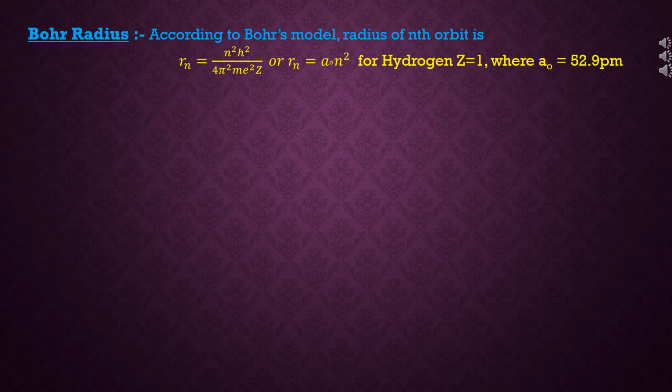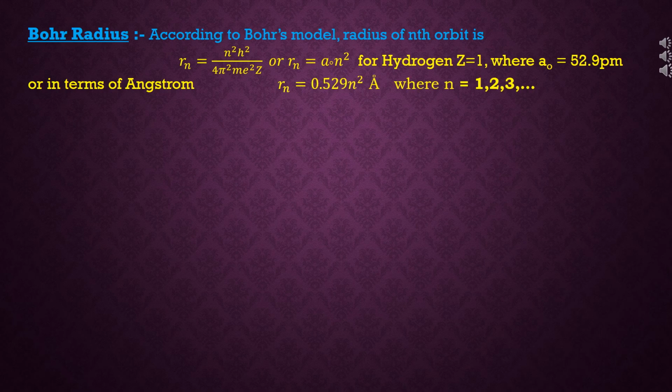And if we put all the values of constants, then a naught becomes 52.9 picometer. Or in terms of angstrom, Rn is equal to 0.529 n square angstrom, where n is equal to 1, 2, 3 and so on for hydrogen atom.